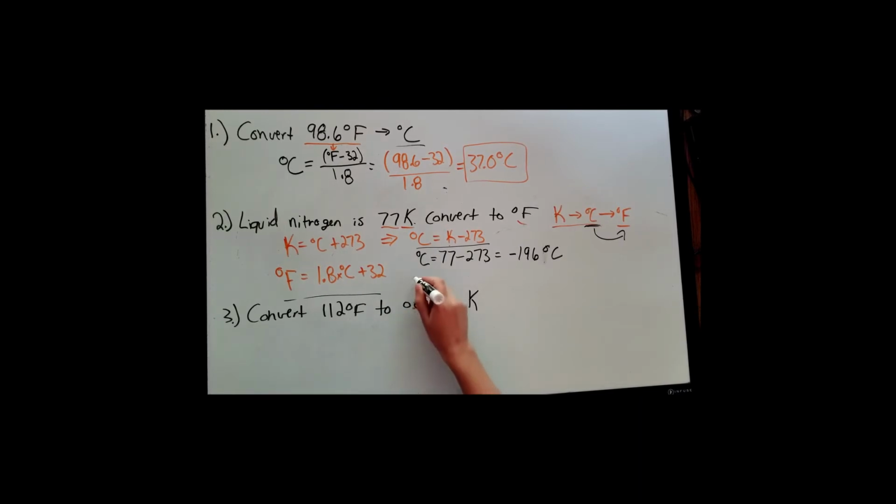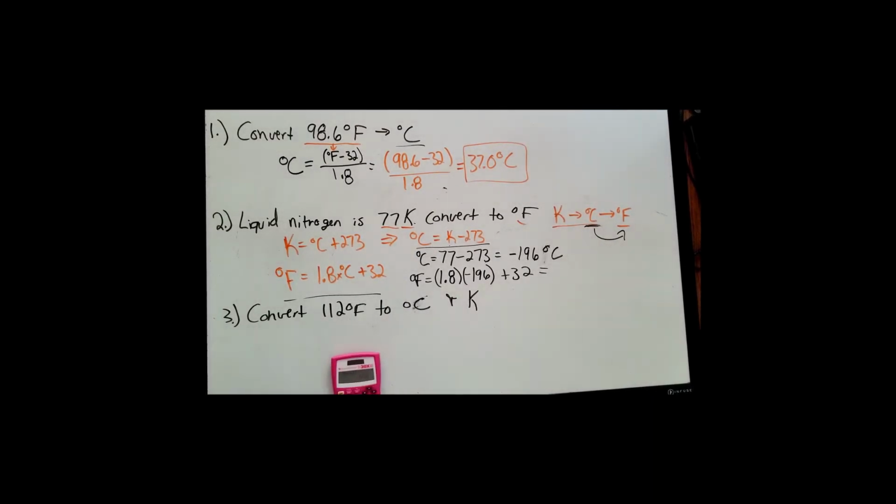So I'm going to take my degrees Fahrenheit equation, 1.8, and I'm going to multiply that 1.8 by the degrees Celsius, which I just solved for here. So I'm inserting this, don't forget the negative sign, negative 196 in there, and then I'm going to add 32. What I get is 320. If I want sig figs, I only want 2, so negative 320 degrees Fahrenheit. So obviously very, very cold, right? If you were to get liquid nitrogen on your skin, you would severely damage your skin because it is that cold.